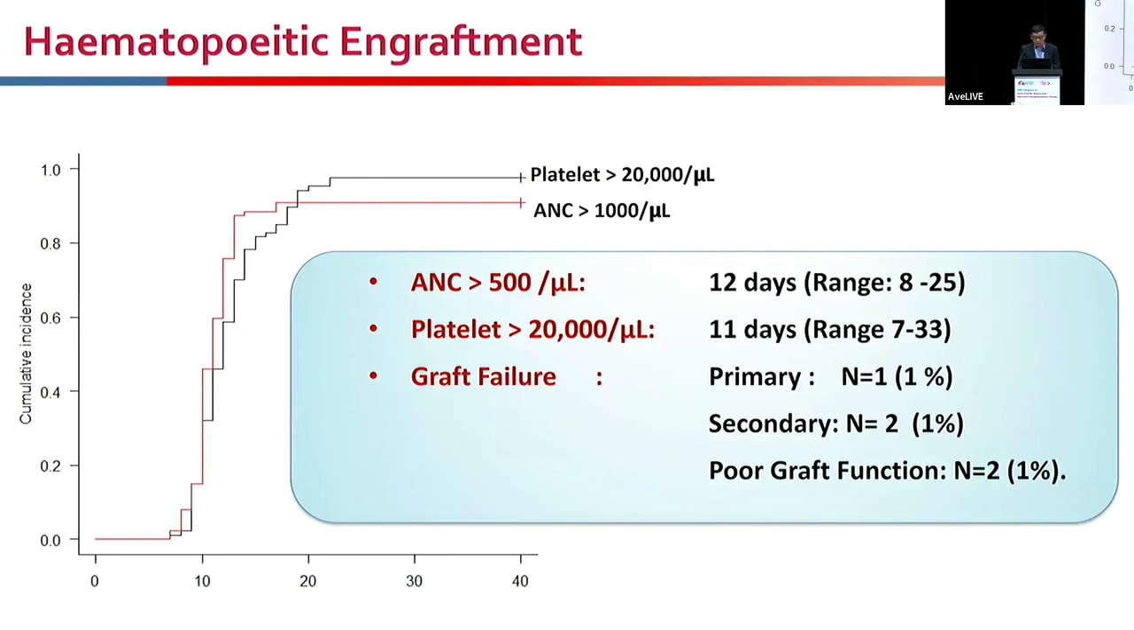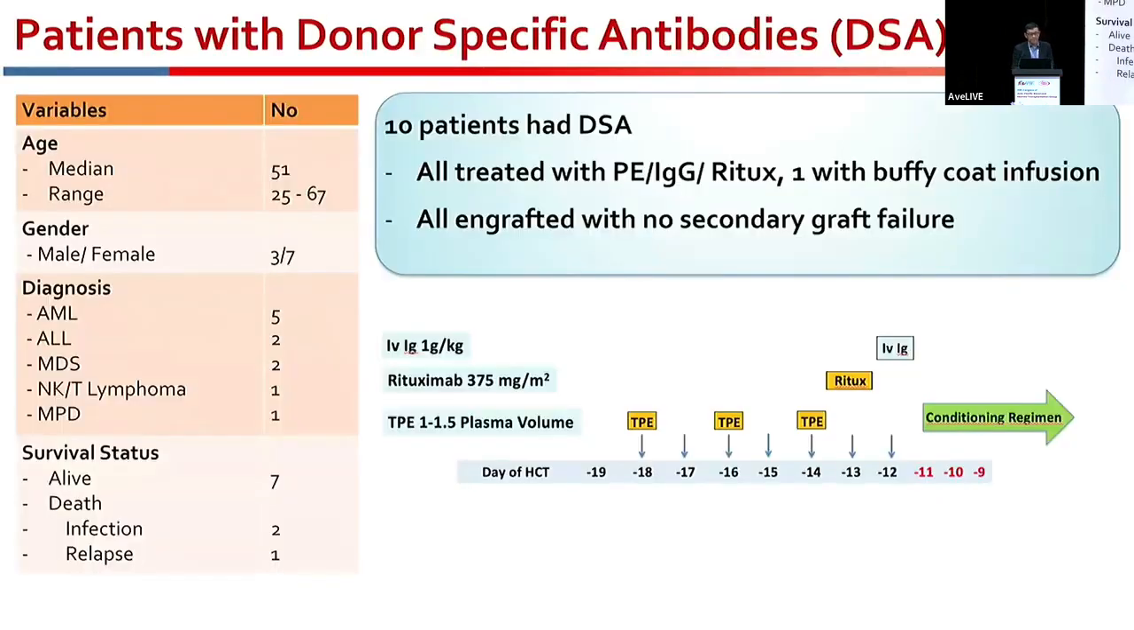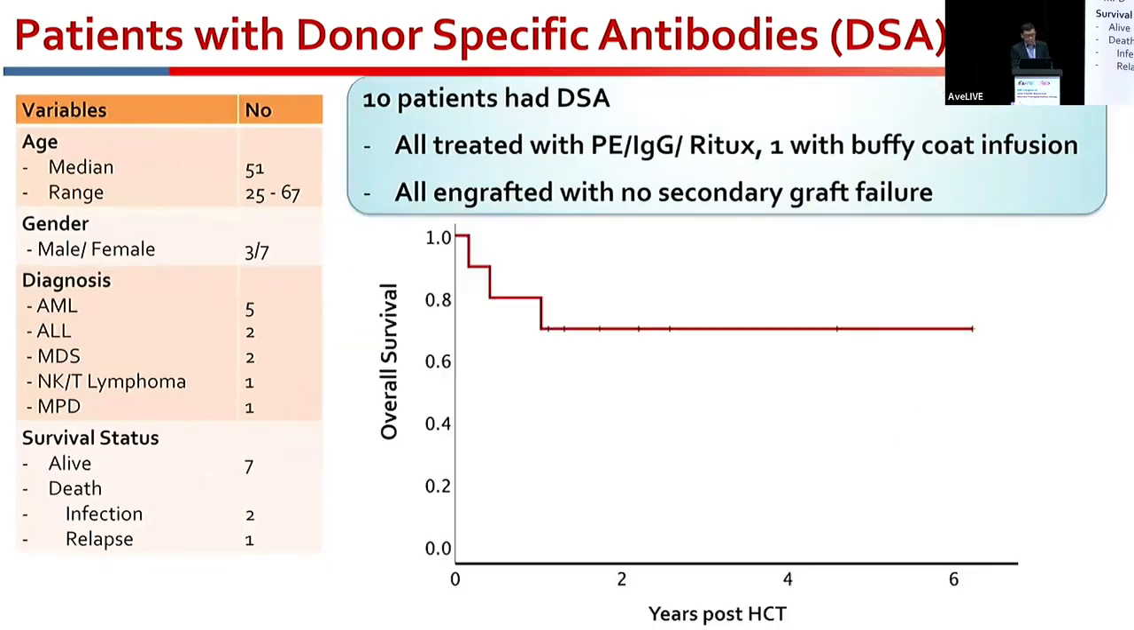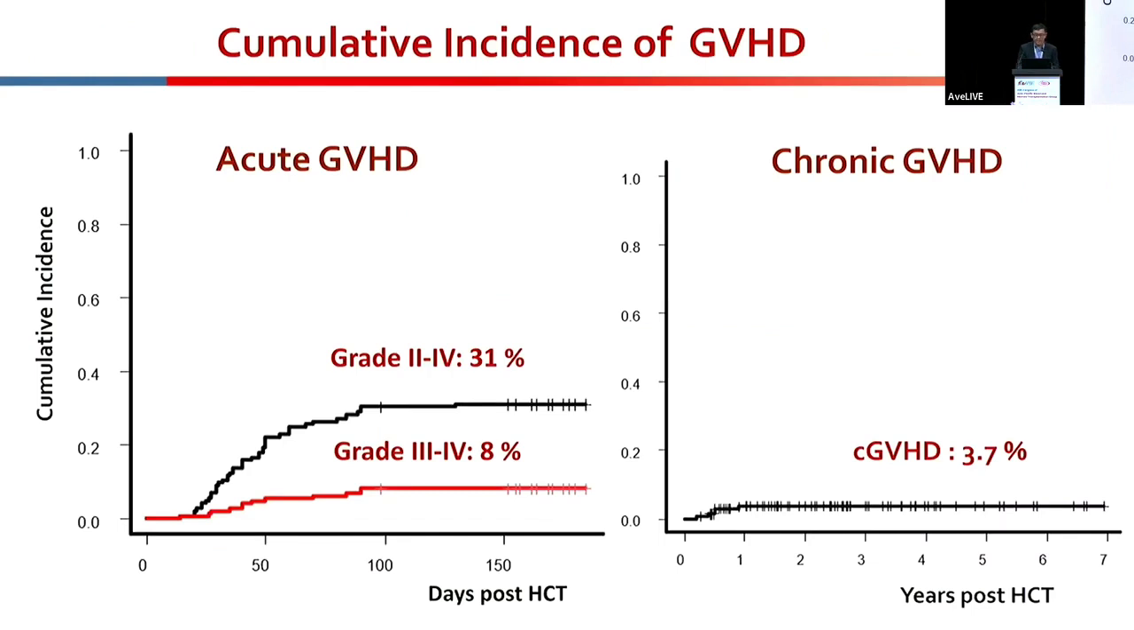the other 2 patients lost the graft subsequently, and the other 2 patients had a poor graft function that required some salvage. And we also interestingly included 10 patients with donor-specific antibodies that predisposed them to high risk of graft rejection. And we incorporated a desensitization protocol consisting of total plasma exchange in combination with rituximab and immunoglobulin with or without buffy-coat infusion to these patients. And we are quite pleased that all the patients engrafted with no subsequent graft failure and had quite a favorable survival after this transplant. The GVHD incidence was quite low.